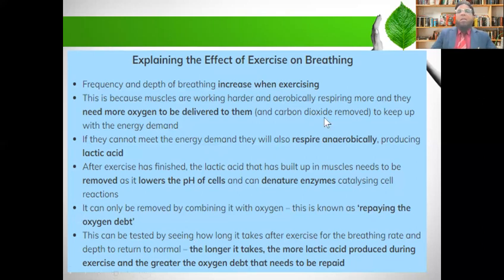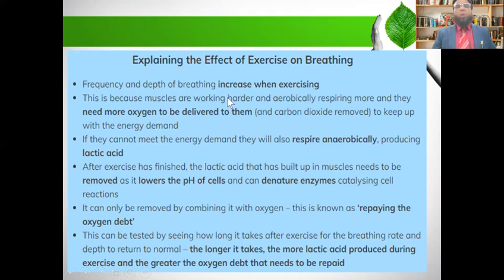See here, when you take exercise, your muscles need more energy, and this energy is obtained by the reaction of oxygen and glucose. So during exercise you take in more oxygen, and give out more carbon dioxide gas. Also you need more energy, so the breathing rate increases just to fulfill the demand of energy. See, the frequency and the depth of breathing increase when exercising.